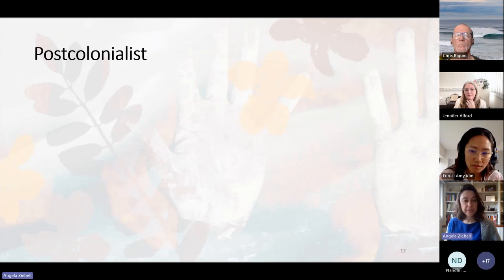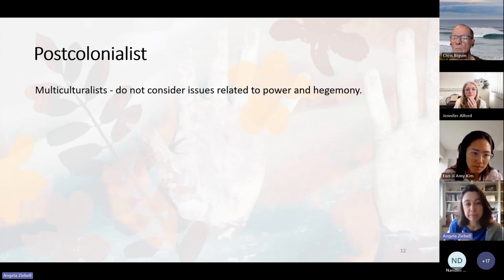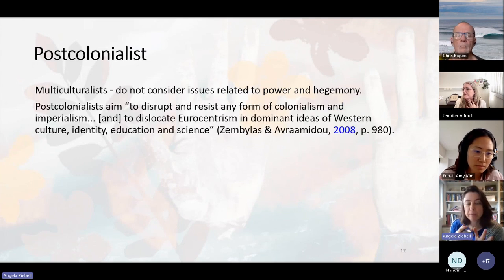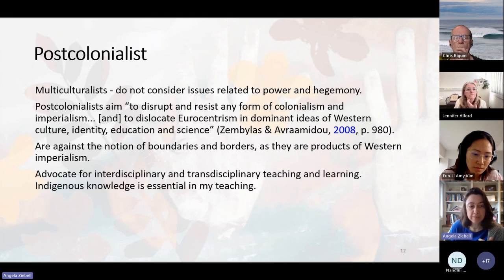So the postcolonialists, though, at the far end of that continuum that we saw earlier, would argue that multiculturalists still don't consider issues related to power and hegemony as really important to include. The postcolonialists on the far end of the continuum aim to disrupt and resist any sort of imperialism or colonialism, and dislocate those Eurocentric dominant ideas from Western culture, identity, science and education. So they're also against notions of boundary in education, as they are seen as products of Western imperialism.